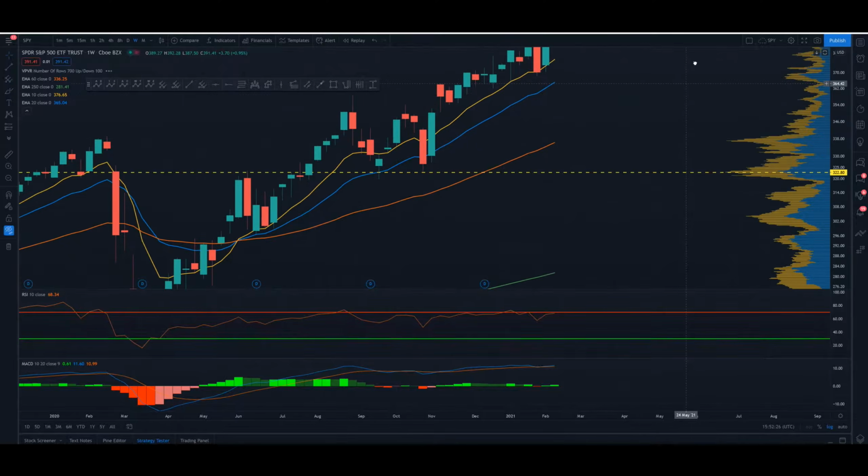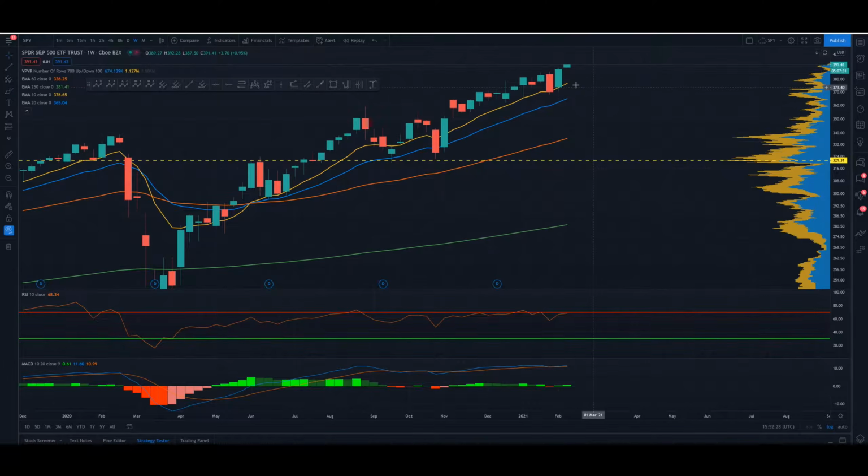We have 4 exponential moving averages on the chart. 10 in yellow, 20 in blue, 60 in orange, 250 in green. We have an RSI set to a 10 close, with the green 30 level representing oversold and the red 70 level representing overbought. We have a MACD here with a 10 for the short term moving average, 20 for the long, and a 9 to smooth.